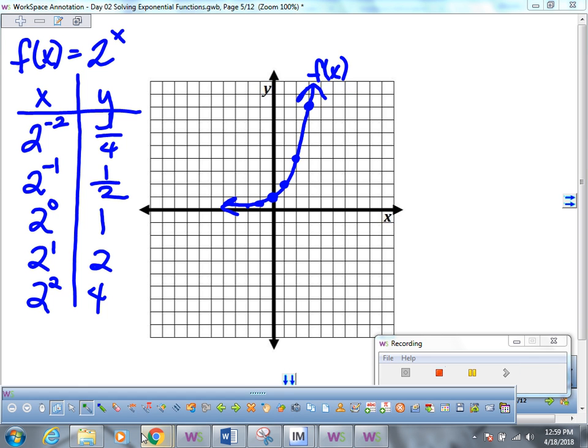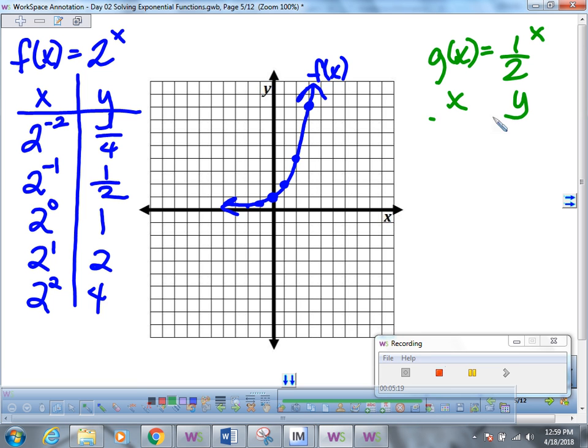All right. Let's do g of x as 1/2 to the x. Now I say to myself, 1/2 to the x, when I see 1/2, I think 2, because it's the same graph, only reflected over the y-axis. So I'm going to do the exact same thing. So if I have 2 to the 0, I'm going to have 1. If I have, sorry, it's not 2 to the 0, it's 1/2 to the 0.